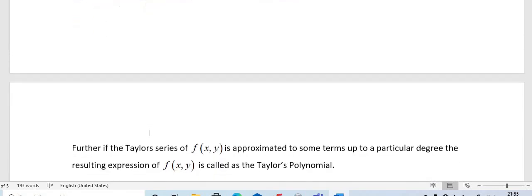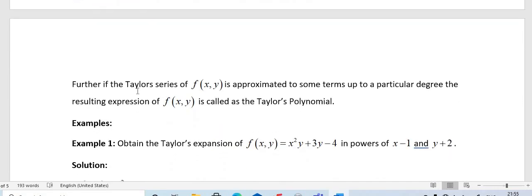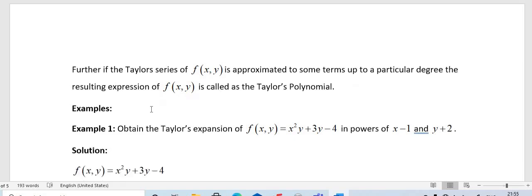Next, further, if the Taylor series of f of x comma y is approximated to some terms up to a particular degree, the resulting expression of f of x comma y is called the Taylor's polynomial. But observe, in some questions they are asking to expand the given function up to second degree terms. That time you are going to get Taylor's polynomial.